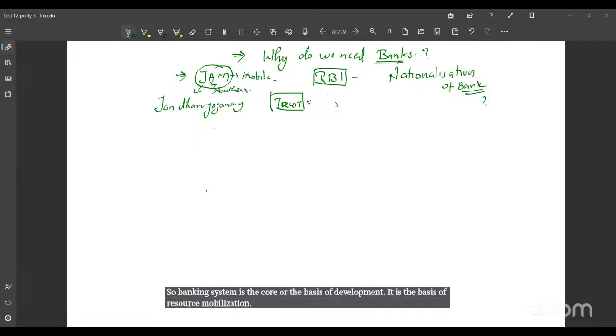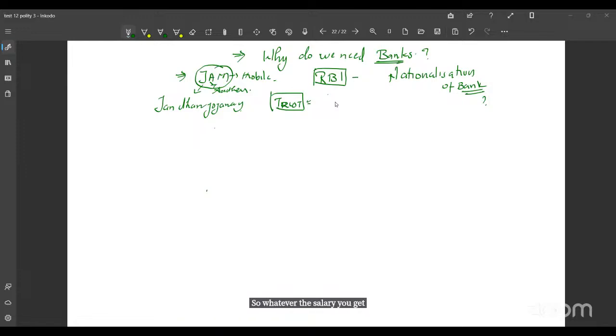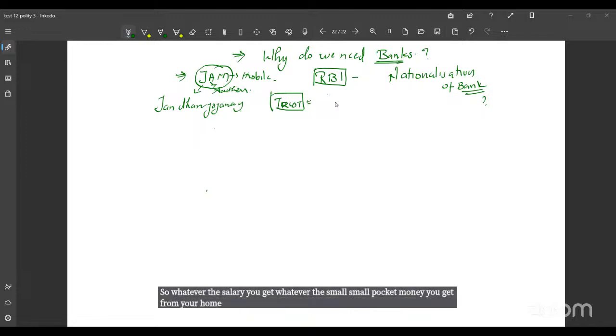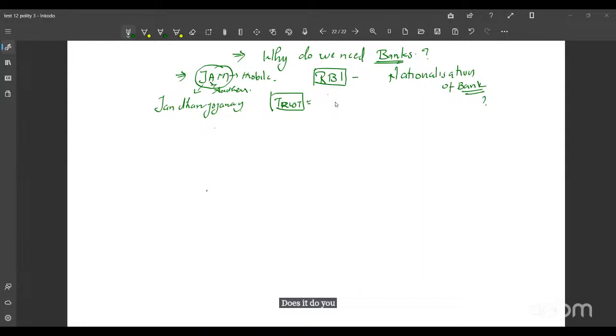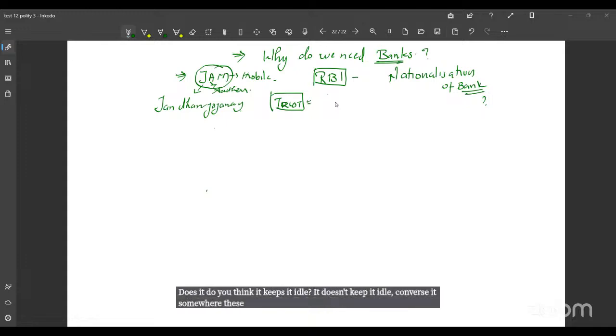So whatever salary you get, whatever small pocket money you get from your home, you go and put it in the bank. What do you think the bank does with that money? Do you think it keeps it idle? It doesn't keep it idle. It invests it somewhere. This is the money we use for the development of the economy.